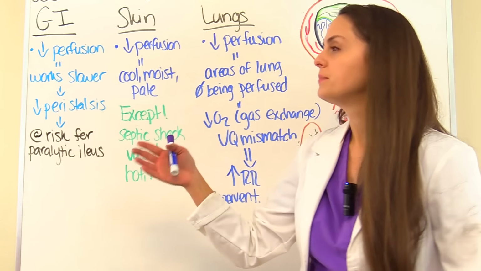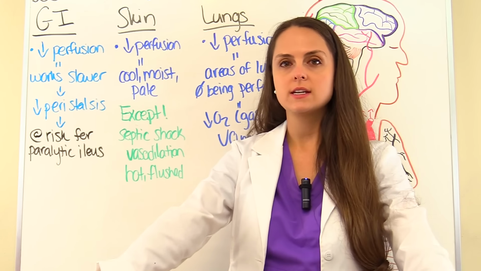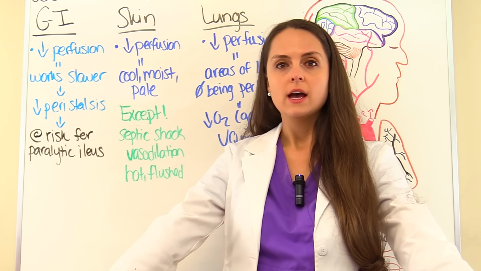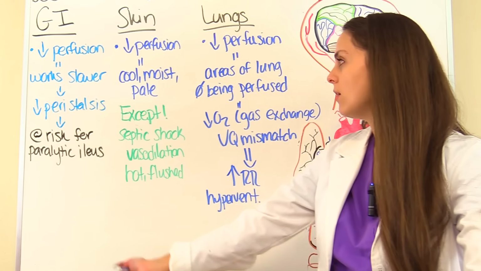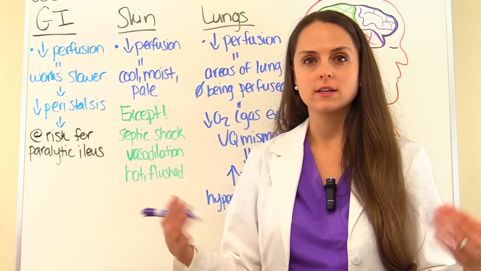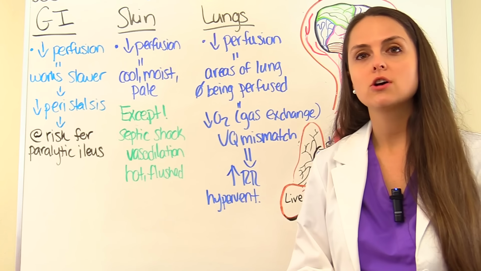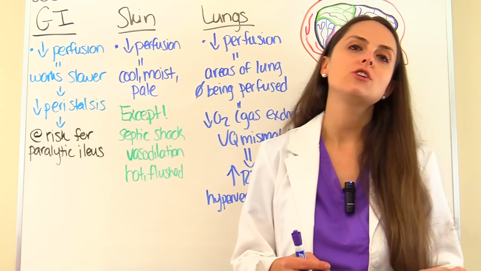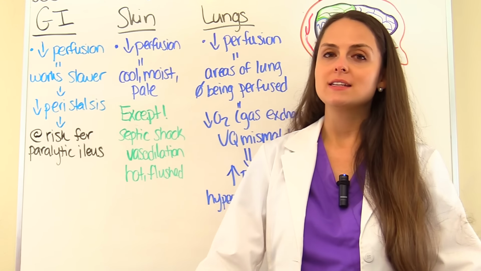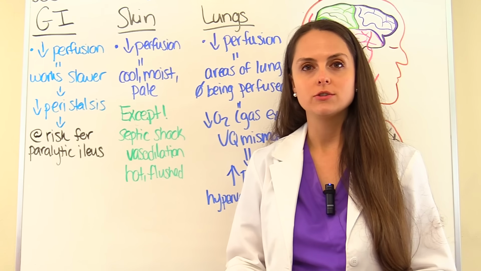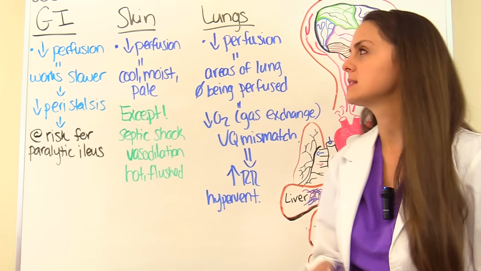Now, your skin, decreased perfusion to the skin. How's that going to present? Well, the skin should be cold, moist, and pale, except in early stages of septic shock. In this stage, when you have a patient with septic shock, their skin's going to be hot and flushed because with septic shock, you have massive vasodilation. The type of state that they're in is actually going to make their skin feel warm in this stage.